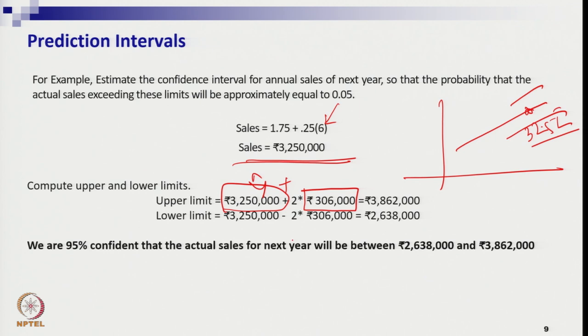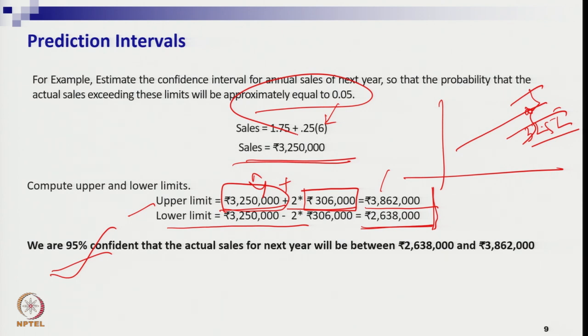Suppose you want to set a 95% confidence interval, or prediction interval, in your forecast data. Your upper limit will be the predicted value plus 2 standard errors, which comes out to 38.6 lakhs. If you subtract it, you get the lower limit of your range with 95% confidence, which would be 26.38 lakhs. So this is the interval prediction. You are 95% confident that your predicted value will not go beyond 38 lakhs and will not go below 26 lakhs. So there is only a 5% chance that it may go outside of that; the remaining 95% of the time your predicted value will fall in this range. This gives you the confidence of your forecast or the regression line.